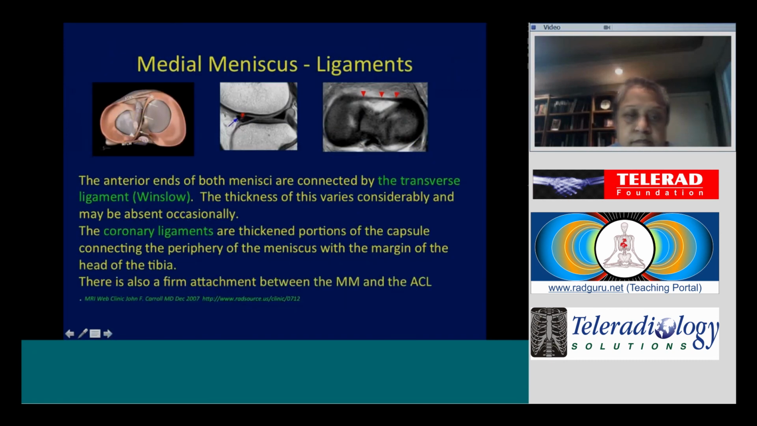Now, I projected this so that you can see the connection between the medial meniscus, which is on your right-hand side, and the lateral meniscus, which is on your left-hand side. And you can actually see the way these two are connected. The anterior ends of both menisci are connected by the transverse ligament of Winslow, and the thickness varies considerably. The coronary ligaments are the thickened portions of the capsule connecting the periphery of the meniscus with the margin of the head of the tibia. There is also a very firm attachment between the medial meniscus and the ACL, which is not there in the case of the PCL.